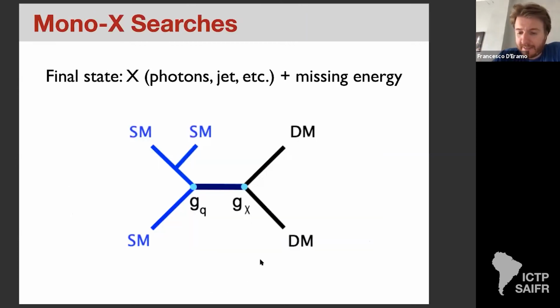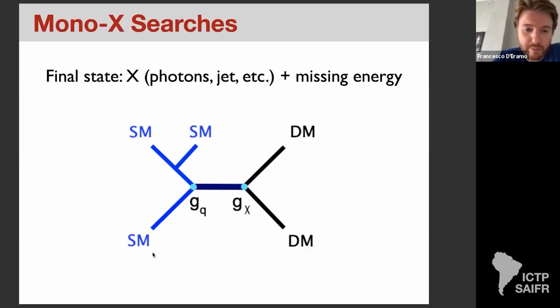The bottom line is that if you want to infer the presence of dark matter at colliders, you need to look for an apparent imbalance of energy and momentum. Of course, energy and momentum are conserved. So the reason why you see an apparent violation is that you produce something invisible. A very standard way to search for invisible particles at the Large Hadron Collider is through the so-called mono-X searches. This is the typical topology of a mono-X search.